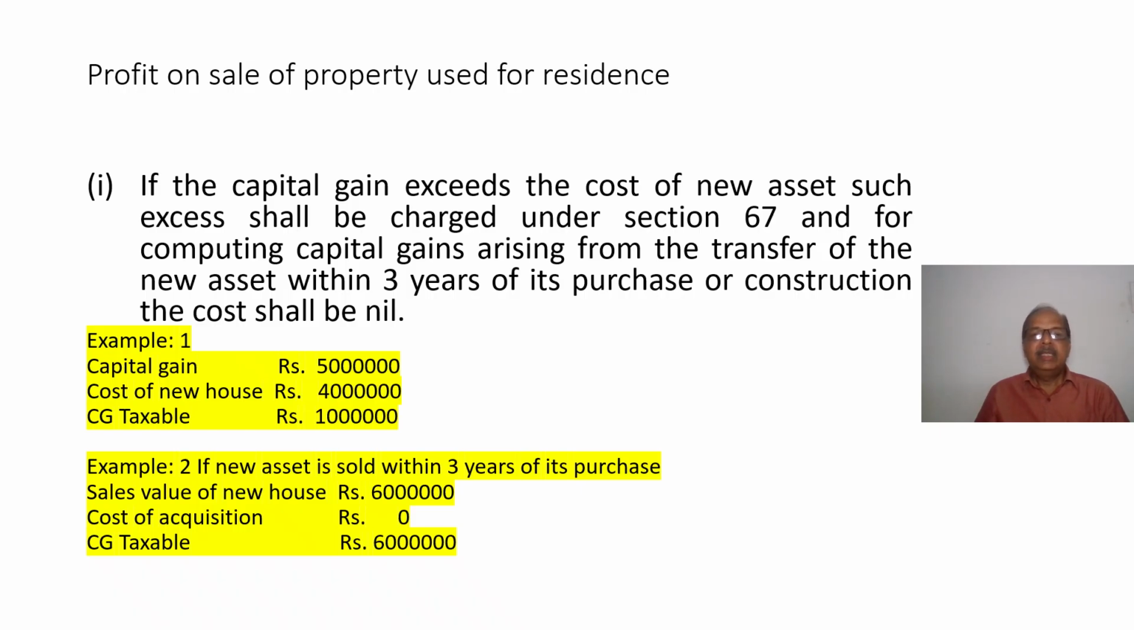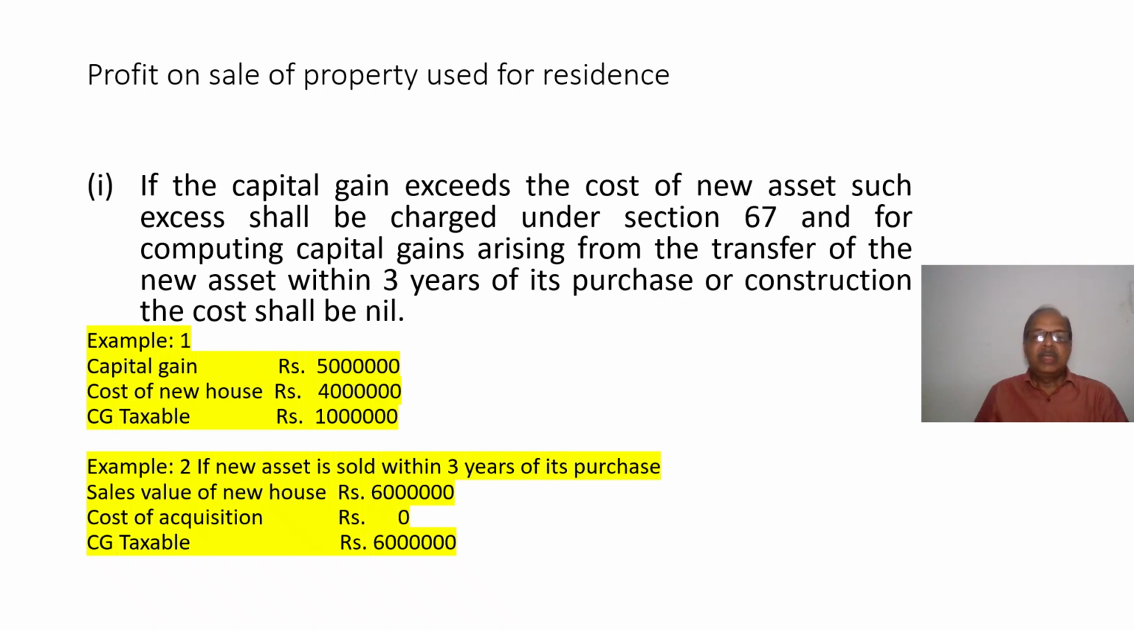That means if the assessee has some capital gain, and using that capital gain buys a new asset, and that new asset is sold within a period of 3 years, the cost of construction or cost of purchase shall be nil. Example 1: the capital gain is 50 lakhs. The cost of the new house is 40 lakhs. Capital gain taxable will be 10 lakhs, and the balance 40 lakhs will be exempted.